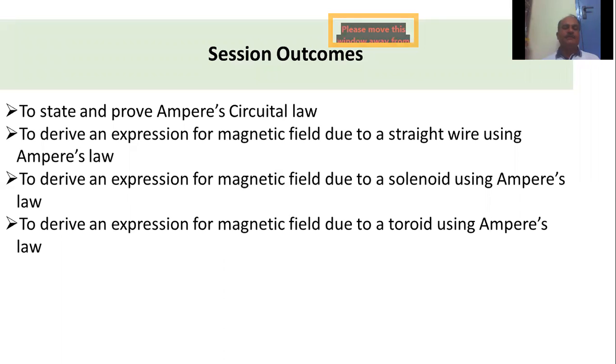At the end of this session, the statement and proof of Ampere's circuital law will be given, and also the expression for the magnetic field due to a straight wire using Ampere's law will be derived, and also the derivation of the magnetic field due to a solenoid using Ampere's law will be done, and also we are going to derive the expression for magnetic field due to a toroid using Ampere's law.